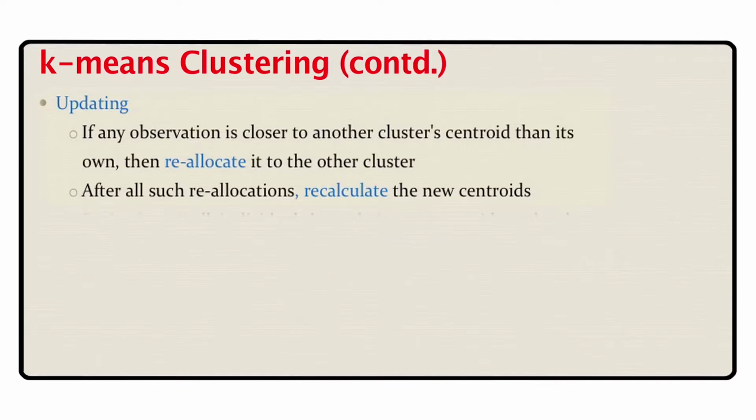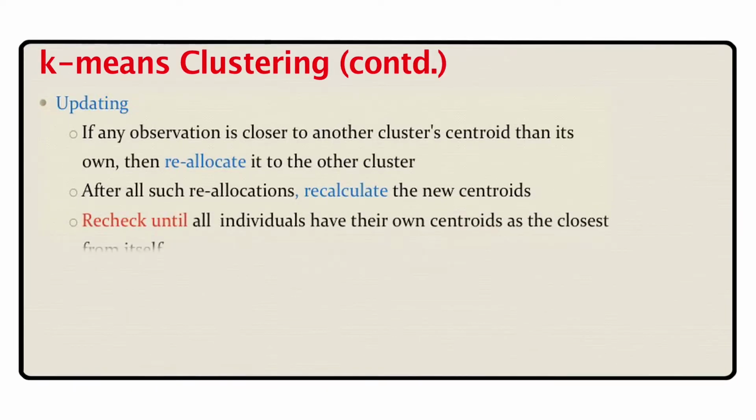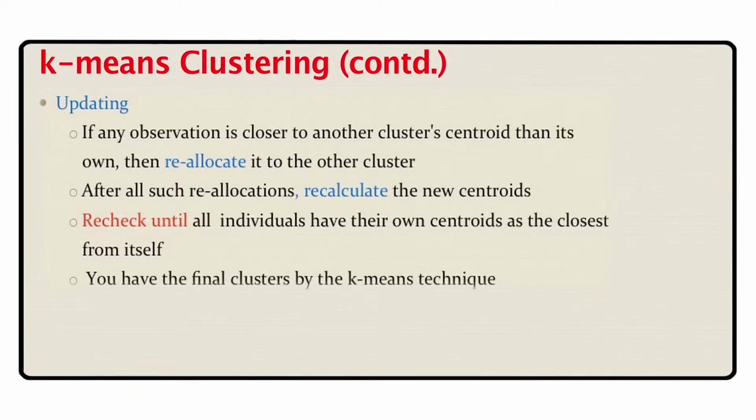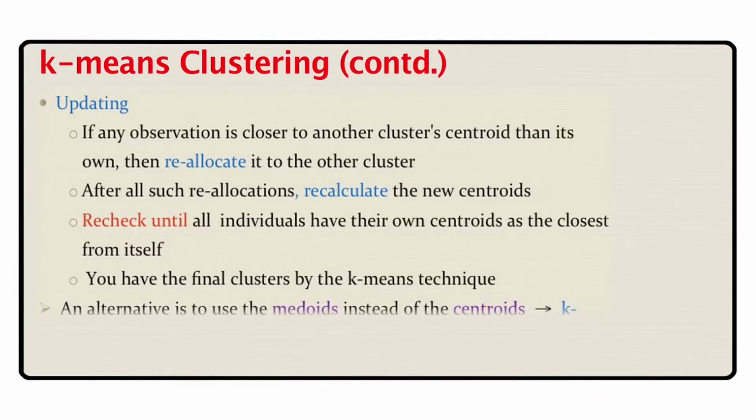Once we have done all this reallocation, we need to calculate the cluster centers again. So having recalculated the new cluster centroids, we again look at whether any individual is closer to another cluster center than to its own. Again do the reallocation. Recheck this until all individuals have their own centroids as the closest from itself. And now we have the final clusters by the k-means technique. So we have been able to segregate the n members into k distinct clusters with k distinct nuclei.